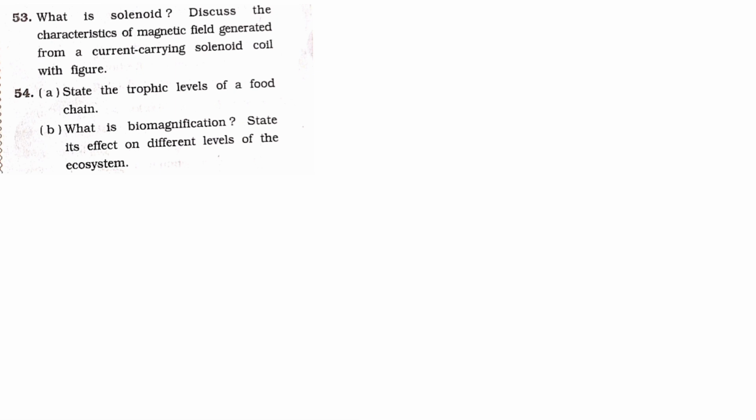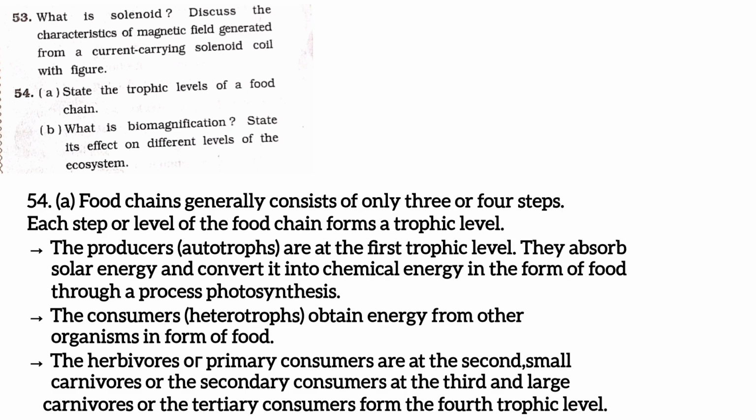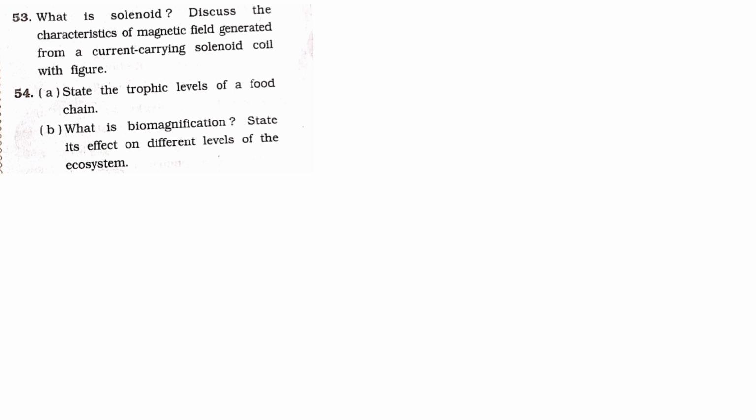Question number 54a. State the trophic levels of a food chain. Answer. Food chains generally consist of only 3 or 4 steps. Each step or level of the food chain forms a trophic level. The producers are at the first trophic level. They absorb solar energy and convert it into chemical energy in the form of food through a process called photosynthesis. The consumers, that is heterotrophs, obtain energy from other organisms in the form of food. The herbivores or primary consumers are at the second. Small carnivores or the secondary consumers are at the third, and the large carnivores or the tertiary consumers form the fourth trophic level.